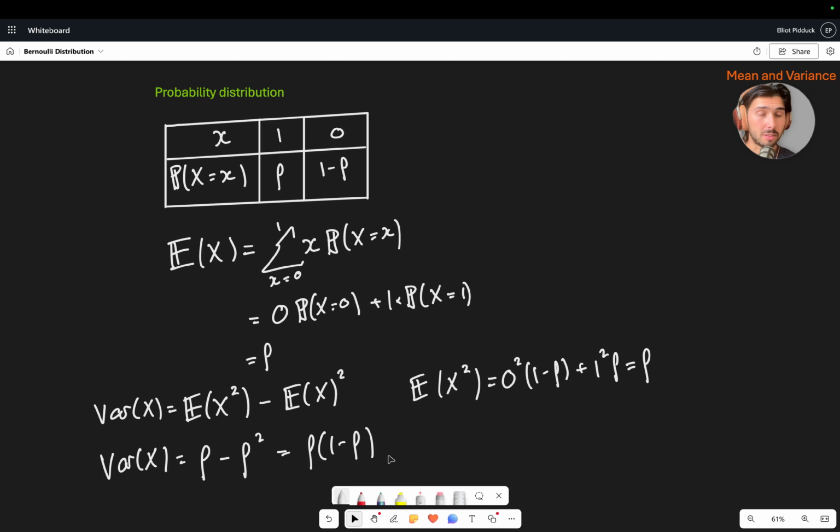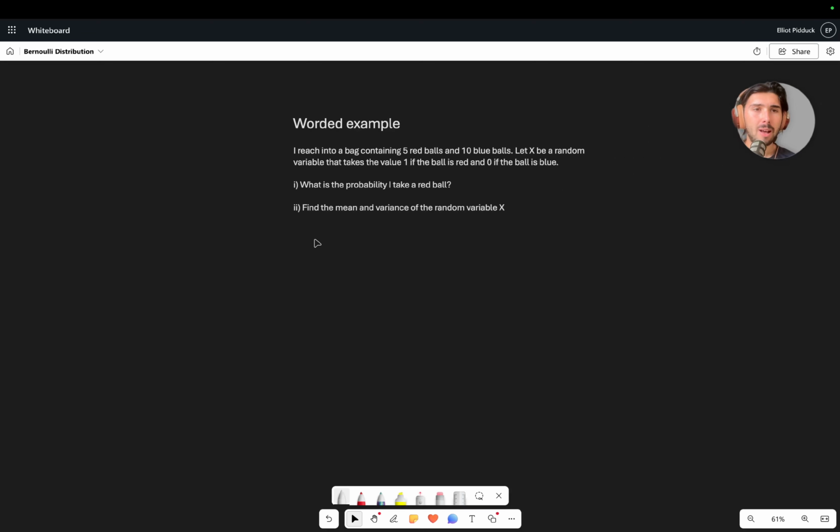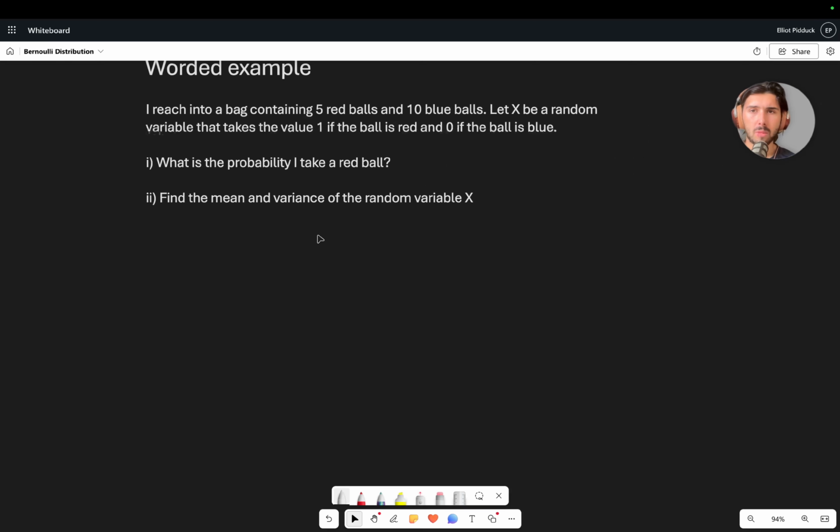If you want the standard deviation, of course, that's just going to be the square root of p times 1 minus p, because the standard deviation is the square root of the variance. Okay, cool. That's the mean and variance. Now let's have a quick look at a worded example.